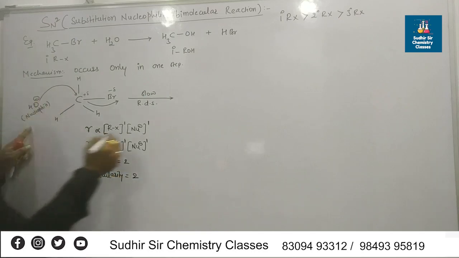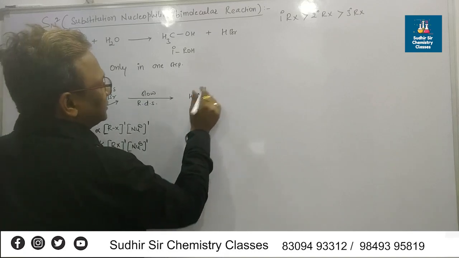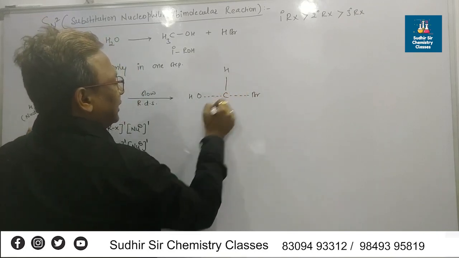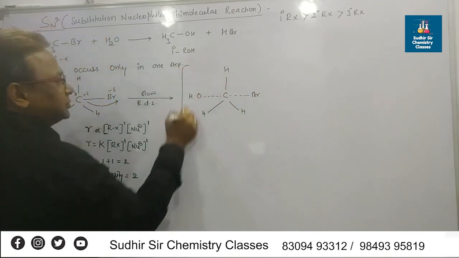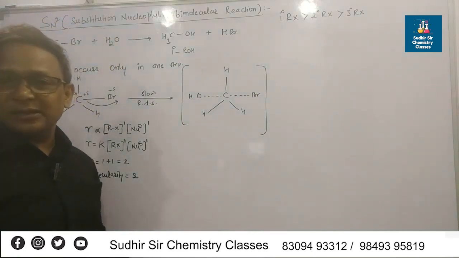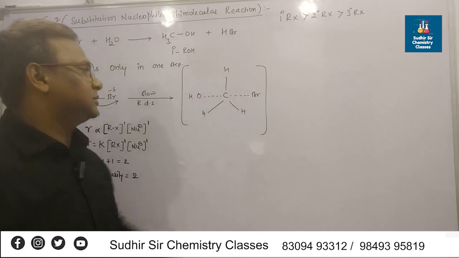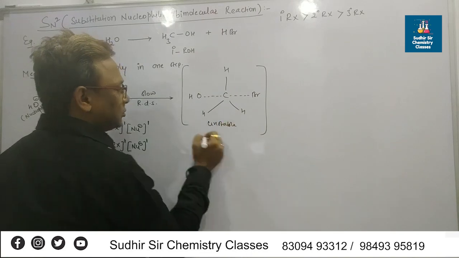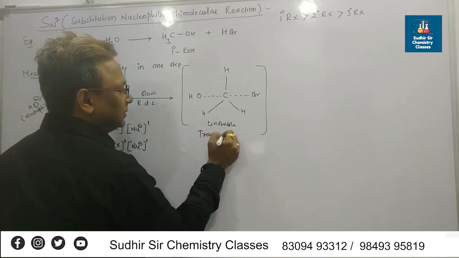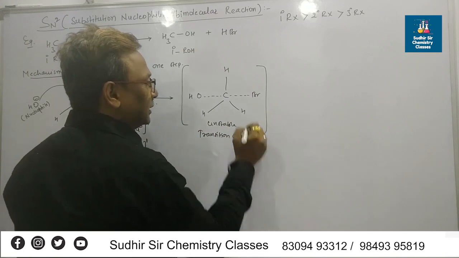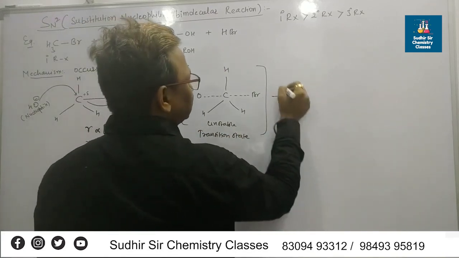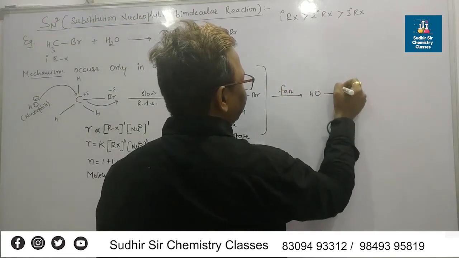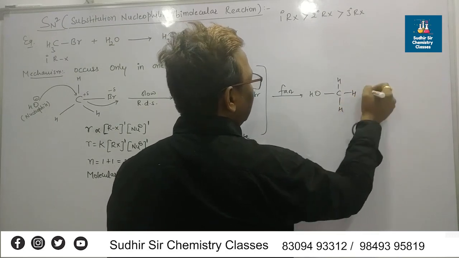When the nucleophile attacks the carbon, OH makes a bond with the carbon while Br is parting away, and the remaining three hydrogens stay as they are. But as we know, carbon valency is 4, and in this case carbon has 5 bonds. That means this is an unstable species, which is called the transition state. Then the fast reaction occurs where the leaving group leaves and OH makes a bond with the carbon, and we get the alcohol.